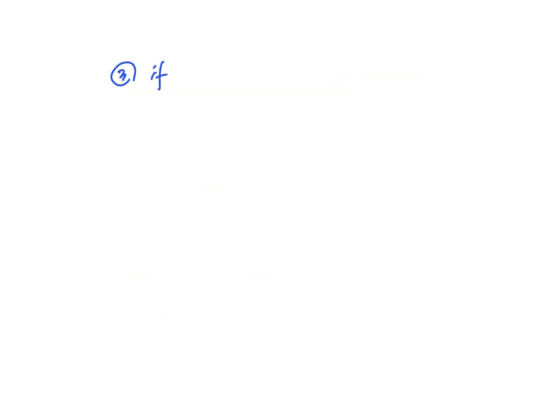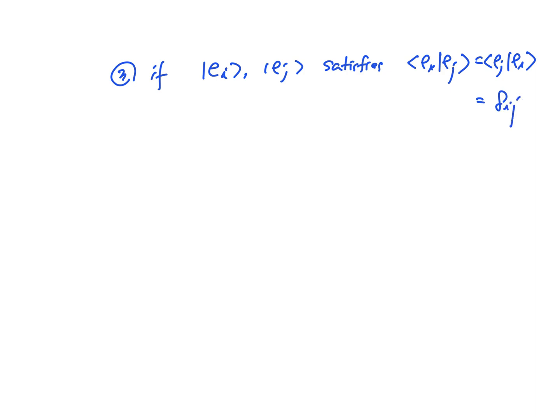If some particular vectors ei, ej are called orthonormal to each other. Orthonormal to each other.